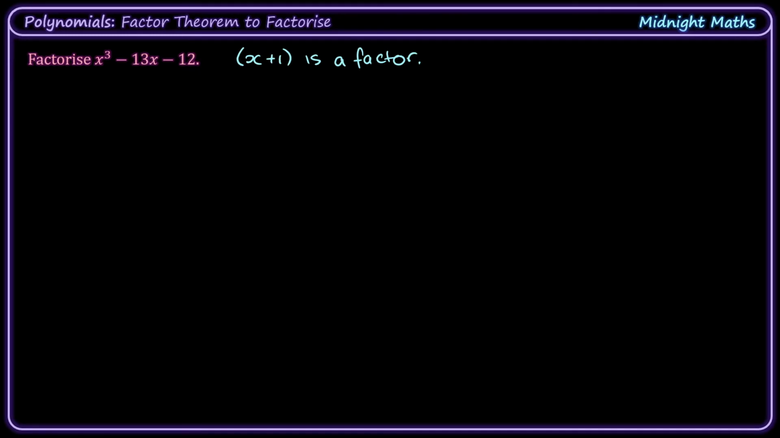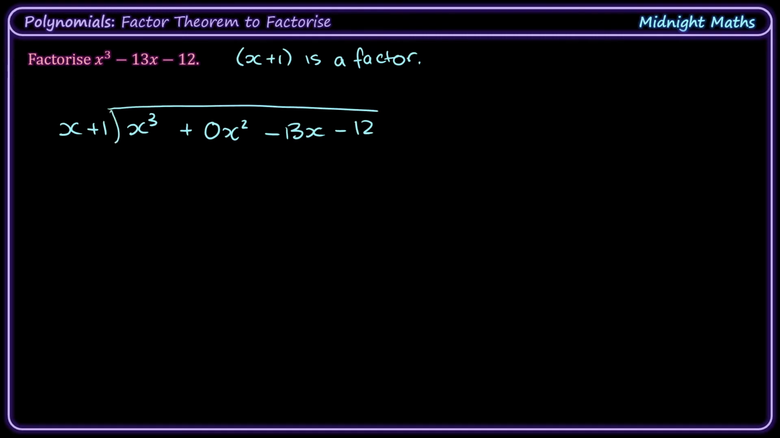So now that we have a factor, we can start doing our long division, which will help us find the next part of our expression that we can factorize further. Remember, when you're doing long division, if there is a missing term, we have to add a 0 as a placeholder to keep that column in existence, basically. Right. Now, what is x multiplied by to give x cubed? It's just multiplied by x squared. Now, multiplying the x squared onto the x is x cubed. Multiplying the x squared onto the 1 is x squared.